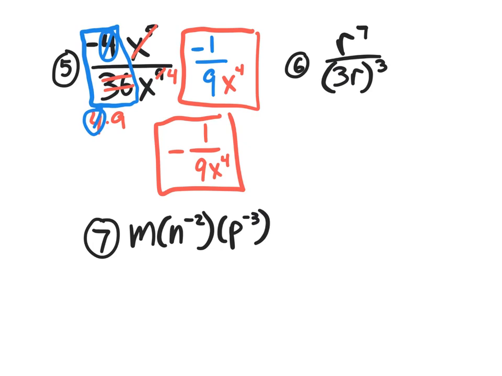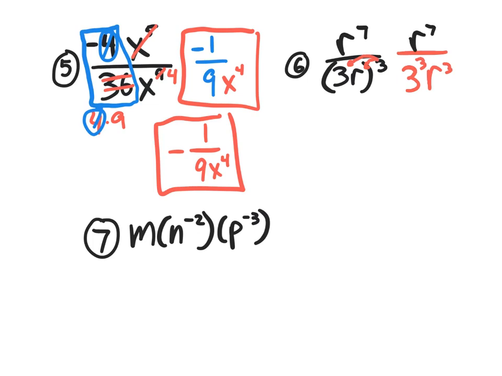Let's move on to number 6. One rule on number 6 is to distribute that outside exponent. Remember the rule where you have parentheses with an exponent on the outside? You have to distribute it to the inside and multiply by the exponents in there. So when I distribute the 3 onto the 3 and the 3 onto the r, I will get 3 to the 3rd, r to the 3rd. Now up on top we still have r to the 7th.